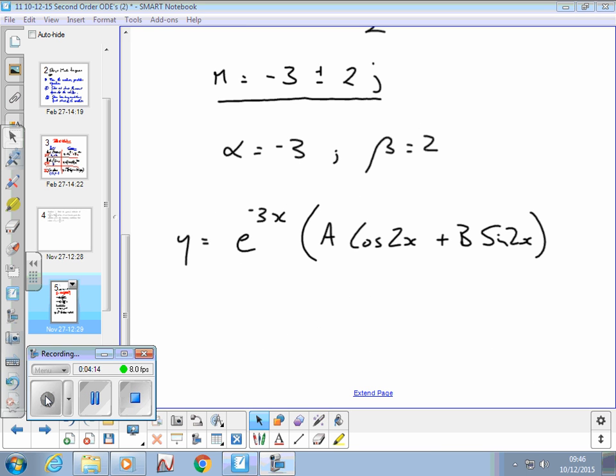By the way, that is not a j. It's a semicolon, yeah. So that's our general solution. We've got to find our constants now, a and b.